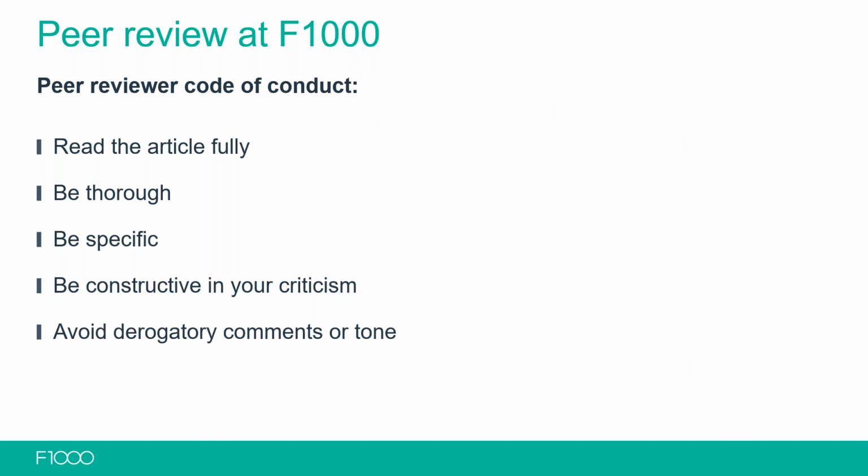Peer reviewers at F1000 must follow our code of conduct. The first thing we ask for is that our reviewers read the text in full, and this includes any figures, tables, and all the data. We also ask that the peer reviewers discuss the article in full and demonstrate an understanding of the article. We ask that reviewers include as much detail as possible, to help our authors action the changes reviewers have suggested.